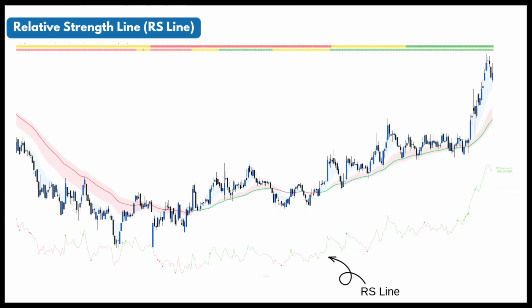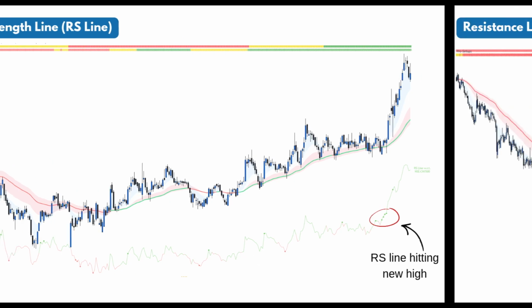The relative strength line helps us see how a stock is performing compared to an index, like the Nifty 500. By default, Nifty 500 is selected in the indicator, but you can change the index to your liking, like Nifty 50, Sensex, or sectoral index such as Bank Nifty from the settings. Green dots on the RS line mean it is hitting new 21-day highs, often before the price does. The 21-day period can be changed from the settings.